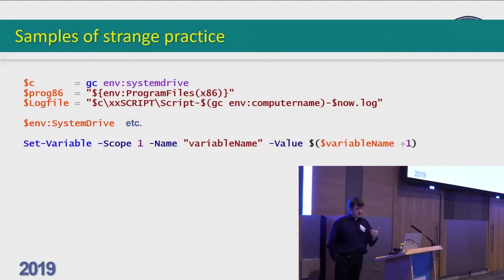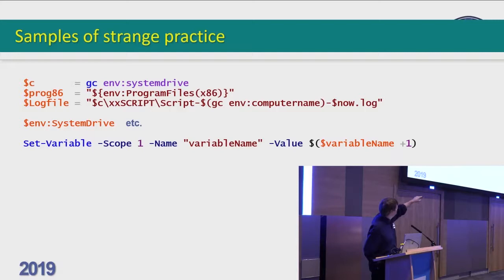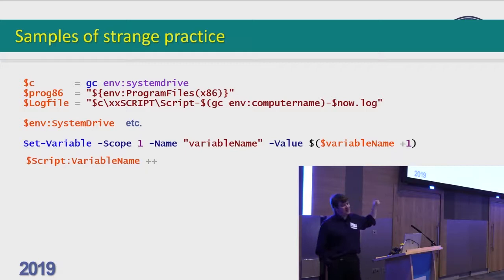I saw this, and you think, what? So he's setting the name, whatever this name was, to be the value of the variable plus one. So he's adding one to that variable. Oh, right. You mean in the script, add one to the variable, all right? These are the kinds of things that people do, and you think, why did you do it that way?